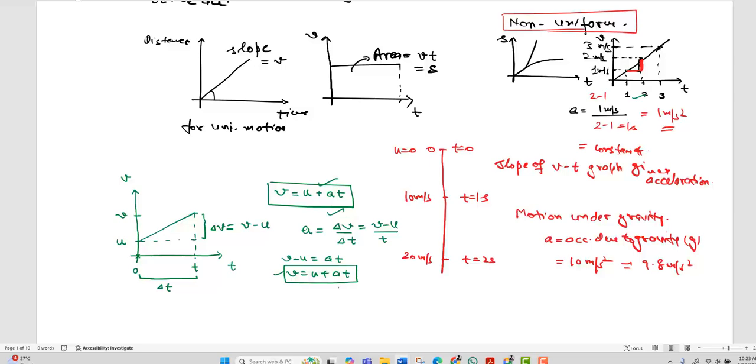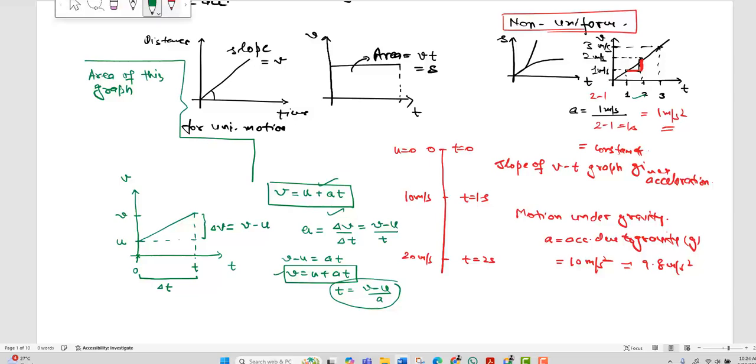Okay. Now I am considering one more situation from here. So let me rewrite that. That is t. I can write it as v minus u by a, right? Now if I ask you to write the area of this graph, how will you write the area of this graph? Area means what? I am interested in this part.